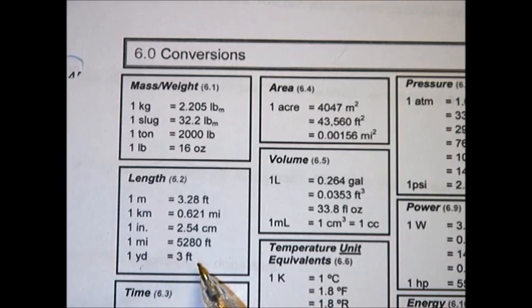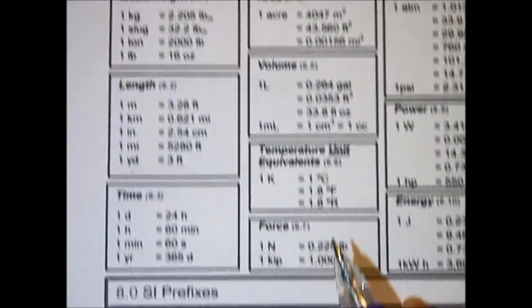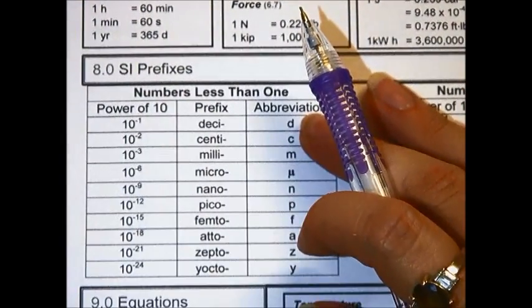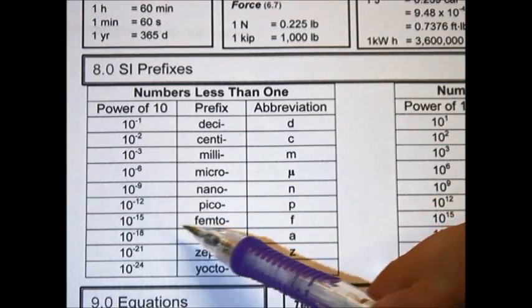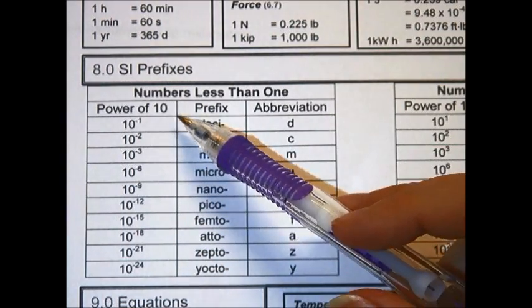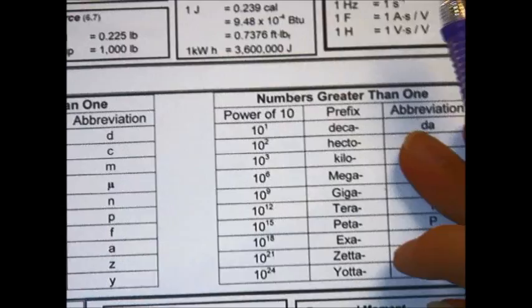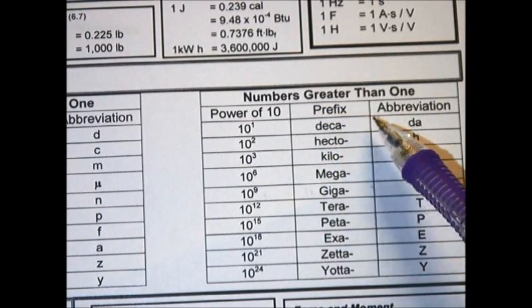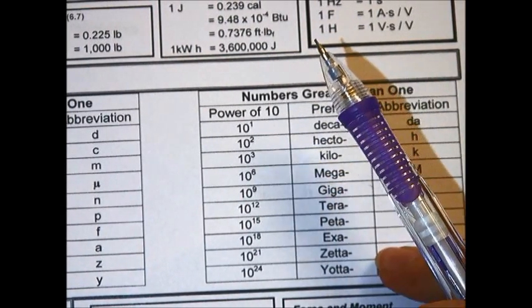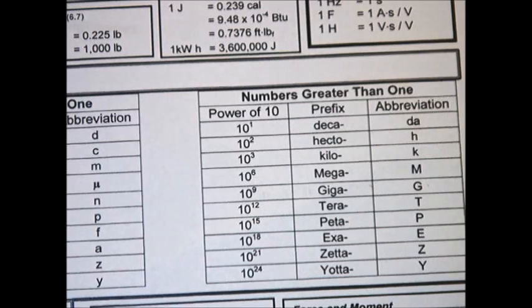Remember, here's the one with yards and feet that we used before, and we're going to go down to the SI prefixes. This part is the small units. Notice this says numbers less than 1, and this side over here has numbers greater than 1, so these are our big units. And we'll come back to this conversion chart in a second when we look at our problem. So here's our first problem.